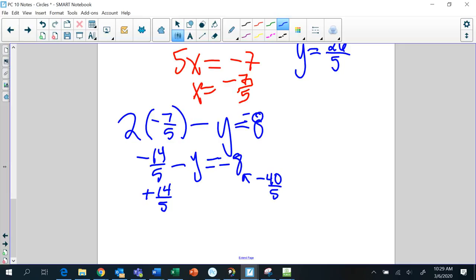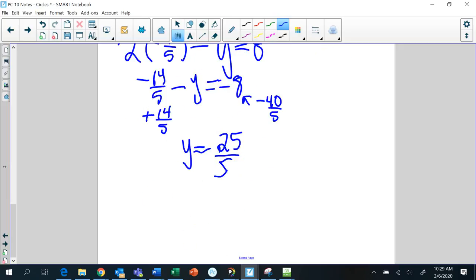I changed that into negative 4/5 so I could add 14 fifths. And then I got negative 26 fifths, but made it positive, so y was positive 26 fifths. Okay, so we have an intersection point. We're done, right? Oh, no. Not yet. Almost though. We're so close. What do we need to do now?